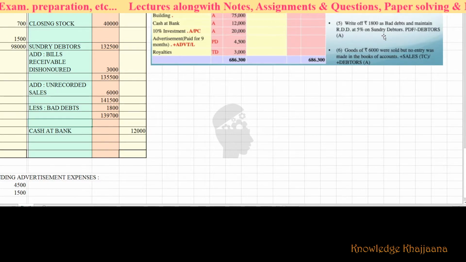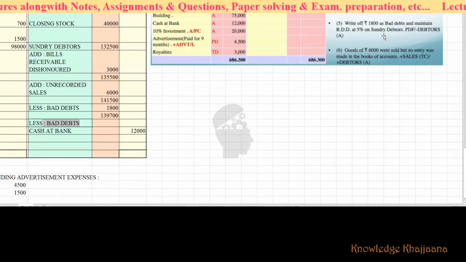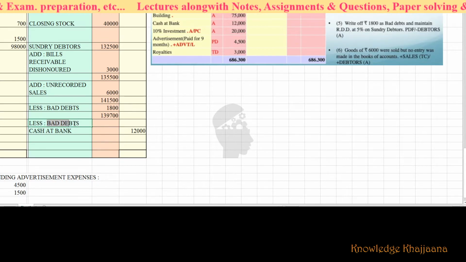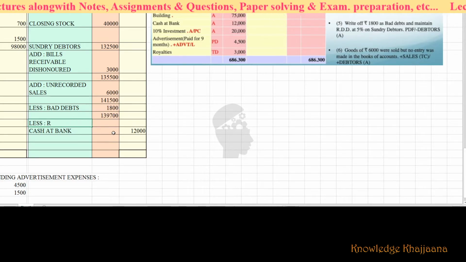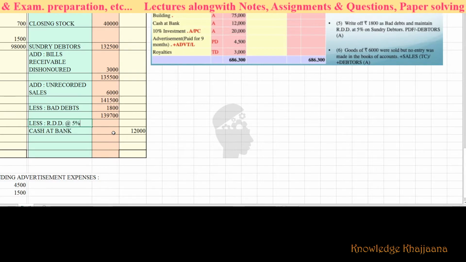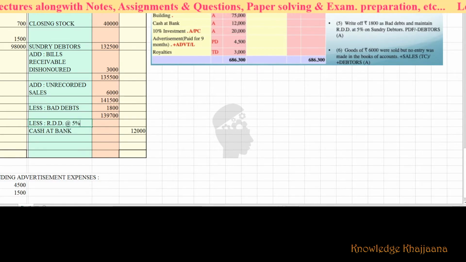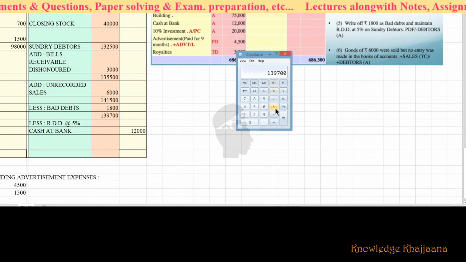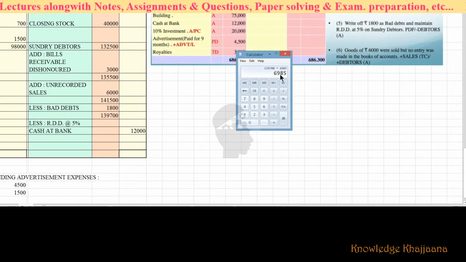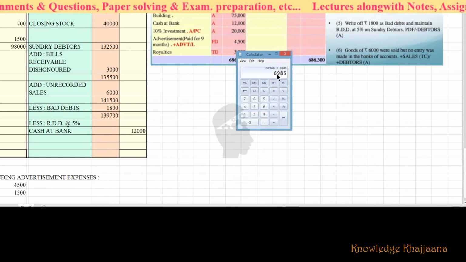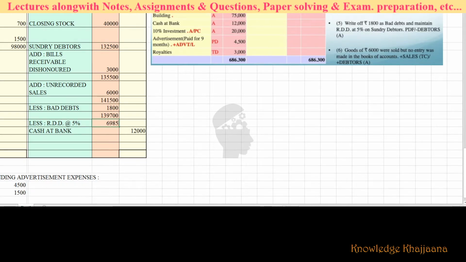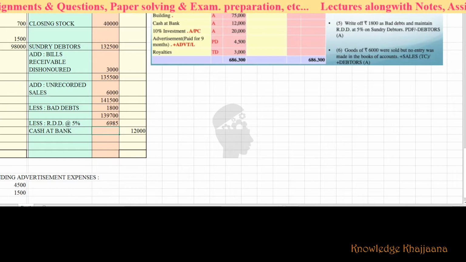So what is the amount? Less, what we have to do? Less RDD at the rate of 5%. So 1,39,700 into 5% is 6,985.